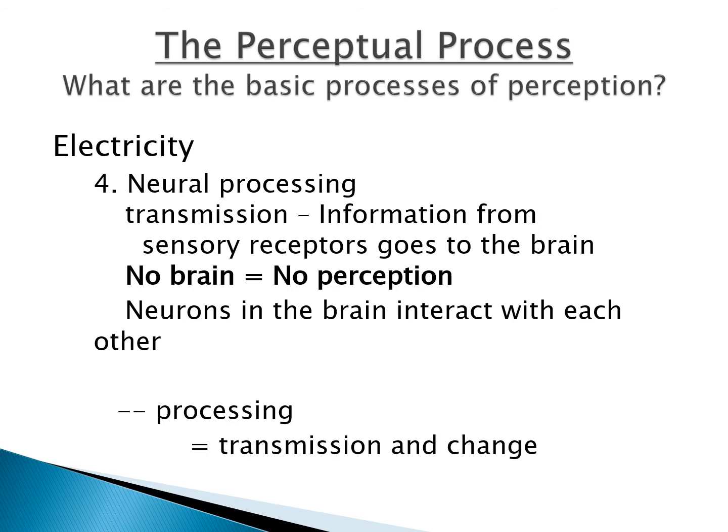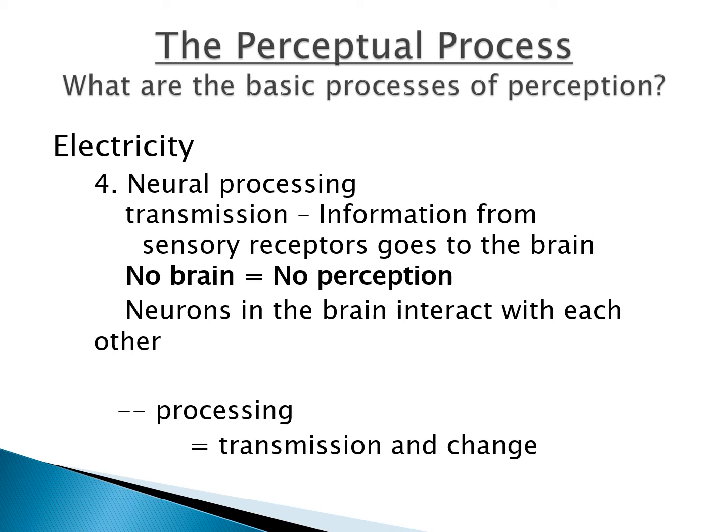Next is neural processing. This transmission of information from the sensory receptors to and through the brain is neural processing. If we don't get that information to the brain, we don't have any perception. So if we have something going on with our optic nerve, or if we have damage to our visual cortex in the brain, even if everything's going okay with the eyes and the sensory receptors are working, we still don't perceive the actual stimulation from the world.